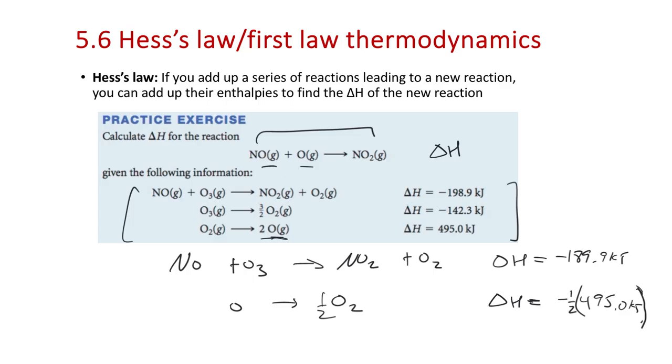So what if I take this middle reaction and use it to cancel out the ozone, but on the product side? If I flip the middle reaction to have my O3 on the product side and my 3 halves O2 on the reactant side, then the delta H of that reaction would be flipped. So this will be negative of negative 142.3, which is plus 142.3 kJ. So if you flip the reaction, you just flip the sign: positive becomes negative, negative becomes positive.